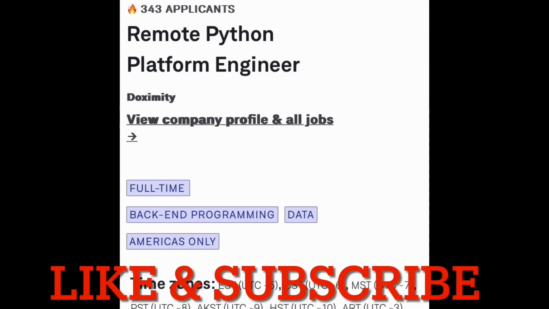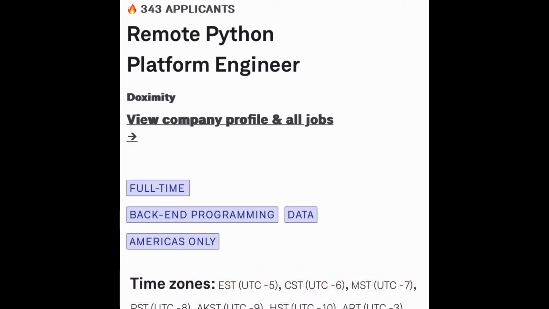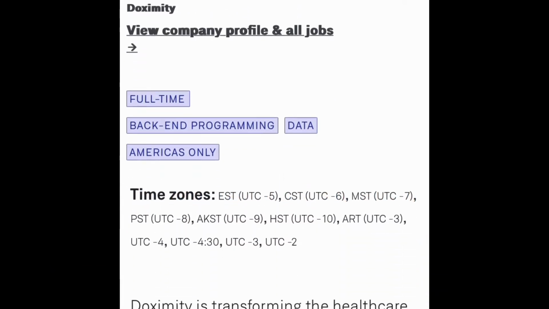For today, the company Doximity is looking for a Python platform engineer, and it's available for the Americas only. Here are the time zones.